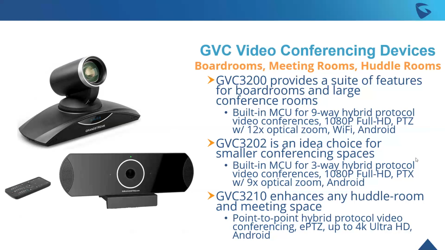The 3202 is a little bit of a step down compared to the 3200. It's the ideal choice for those smaller conference rooms and larger meeting spaces. It only has a built-in MCU for 3-way hybrid protocol video conferencing, so a little bit less than the amount of people that can join natively to it. However, this is definitely the better choice for that mid-range collaboration type of experience.